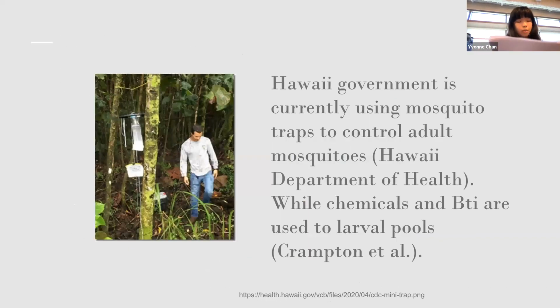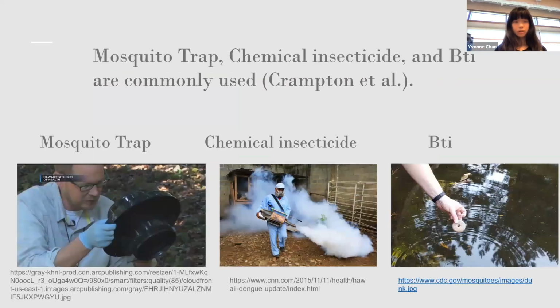According to the Hawaii Department of Health, the government is currently implementing mosquito traps to control adult mosquitoes while using chemical insecticides and BTI, a biocontrol method with bacteria, as means of controlling the mosquito larvae. Traps are placed in areas where these mosquitoes are known to breed. This method has shown to be effective in reducing the mosquito population in targeted areas.